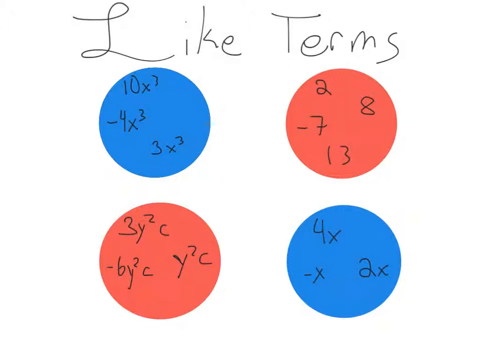In this red bubble, we have terms, and they are like terms because they all don't have any variables and aren't raised to any powers, so they are like terms.